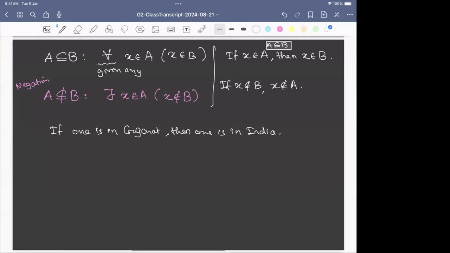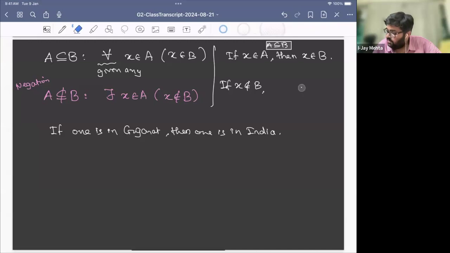Sir, if X does not belong to B, then X does not belong to A union B. Aha, okay, that's another equivalent way. We'll see all this, but let's consider this for once. Do you understand this? If X is not in B, then it cannot be in A. If you have a problem, then just try to understand this.